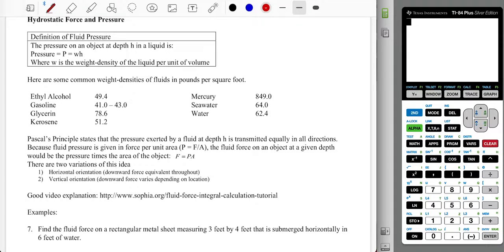The other possibility is if it's vertically oriented, then depending on the depth or the height of the object, you'd have a different amount of force applied to that object. So what we would want is the cumulative exertion of force upon the object, but that would depend on the different levels in terms of height or depth. Now, there are also oblique orientations, but we're not going to get into that because that's a little bit more complicated.